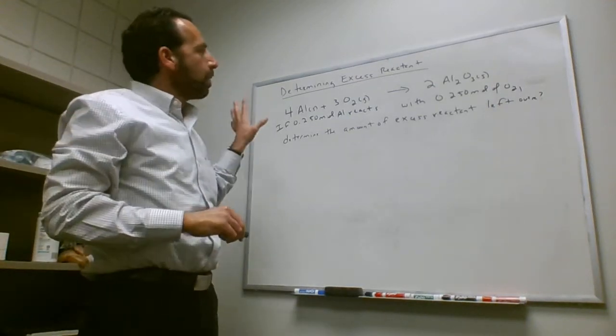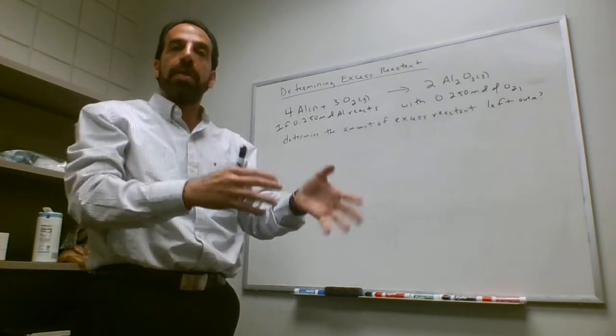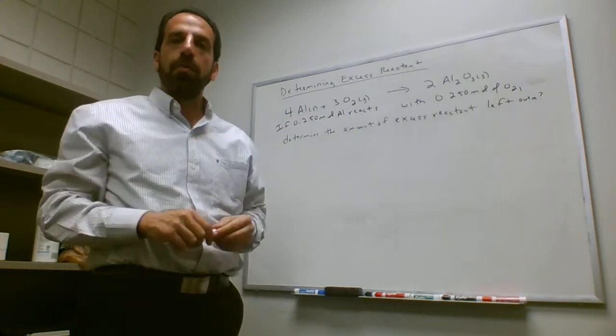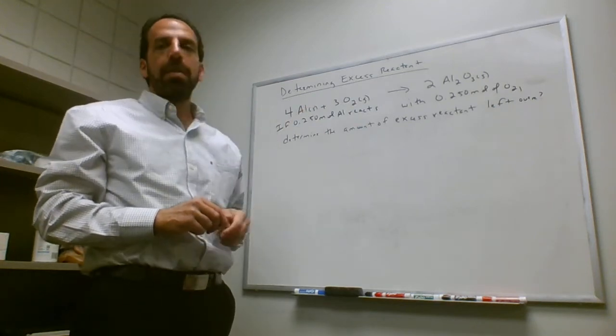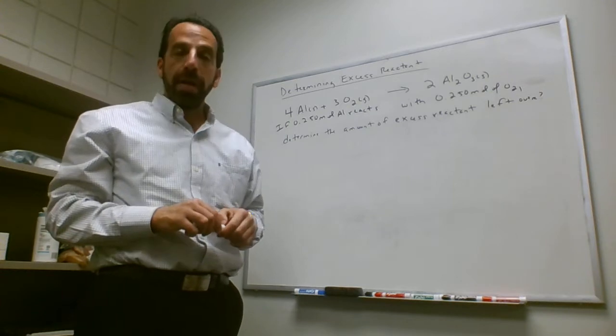So let's take a look at this one, in which we're going to try to determine the amount of excess reagent. So the excess is the one that gets left over. The limiting reagent gets used up, the excess gets left over, and I want to figure out how much of this excess reagent is going to be left over in your flask, beaker, whatever the case.